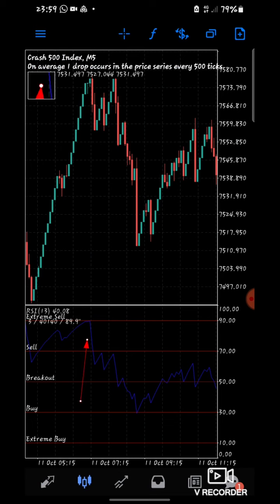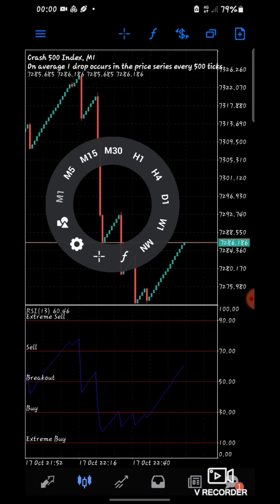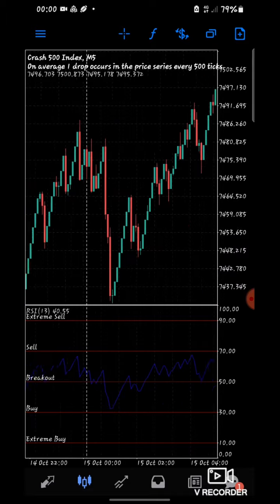Look at it, guys. Can you see that? Immediately it touched the extreme sell, which is 90 on the RSI window. The RSI window started spiking. So this is cash out 100. You know what it means if you had caught all those spikes, guys.